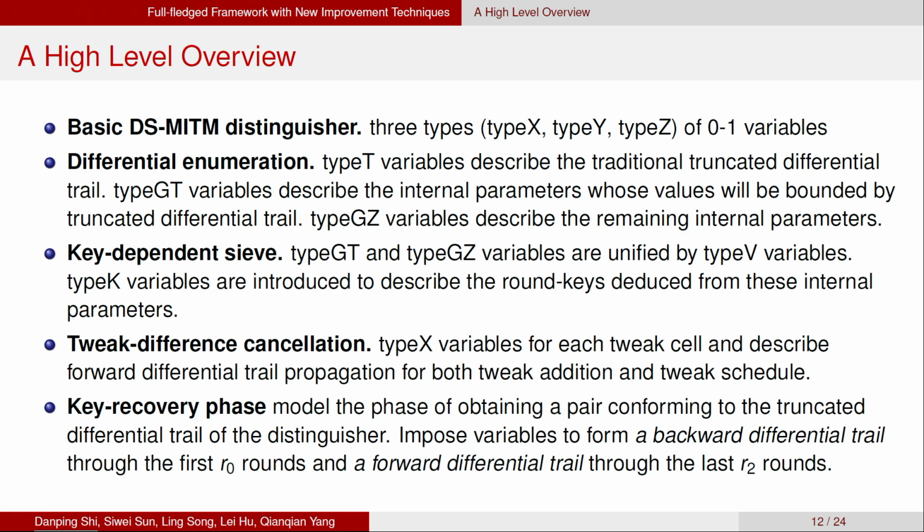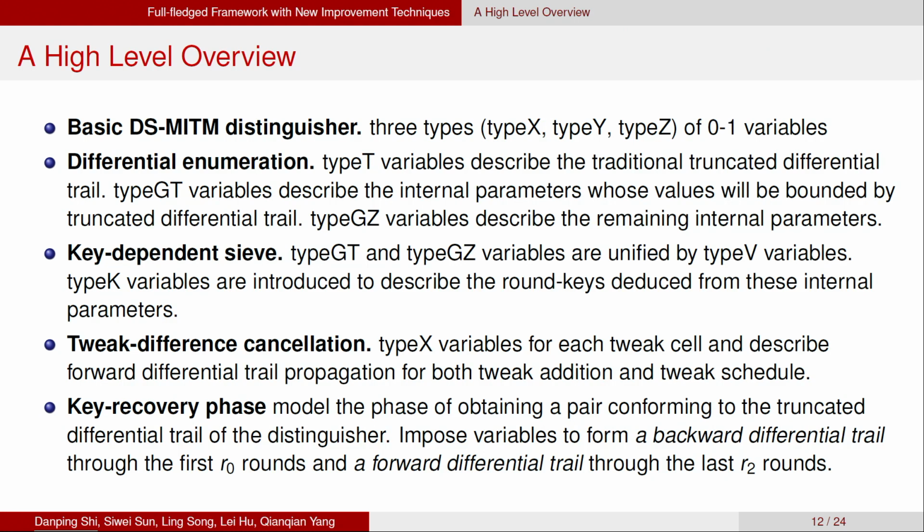These internal parameters, described by the two types of variables introduced in the differential enumeration technique, will be unified by a new type of variables, and another type is introduced to describe the deduced round keys. As type X variables describe the differential propagation, type variables are also introduced for each tweak cell.